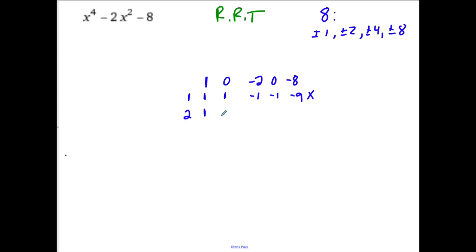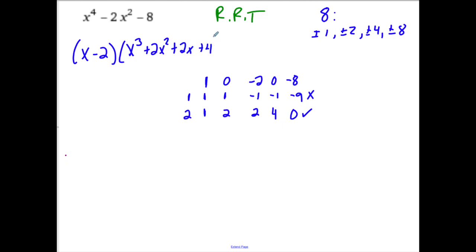1 times 2 is 2, plus 0 is 2. 2 times 2 is 4. 4 minus 2 is 2. Okay, 2 times 2 is 4. 4 plus 0 is 4. 4 times 2 is 8. 8 minus 8 is 0. Okay, so what that means is that x minus 2 is one of the factors because 2 makes it equal to 0. And then what remains, remember we're doing synthetic division here, is x cubed plus 2x squared plus 2x plus 4.